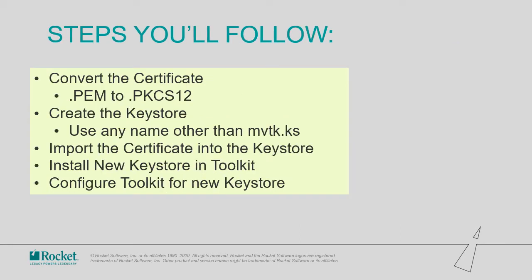These are the steps you'll follow to create and install the new Keystore. Convert the .pem certificate to a .pkcs12 certificate using OpenSSL. Create the new Keystore file using the JDK KeyTool utility. Make sure you use a name other than mvtk.ks so you don't clash with our deployed file. Import the PKCS12 certificate into the Keystore using KeyTool. Install the new Keystore on the MVS Toolkit server using the Toolkit client IDE. Configure the MVS server to use the new Keystore using the IDE.